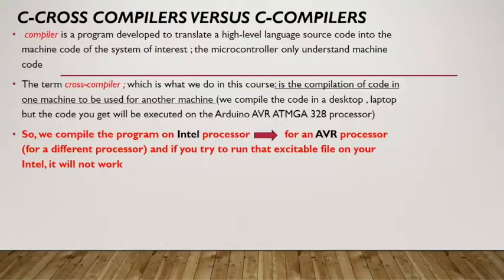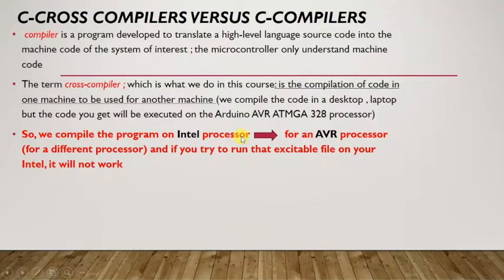What do I mean by this? We will compile the code on the desktop, on the laptop. In this course, we will use the Arduino IDE to compile the code. We will use our PC to compile the code. But the code you get from the compilation will be executed on the Arduino, on the AVR ATmega328 processor. So we compile the program on an Intel processor. The PC has an Intel processor.